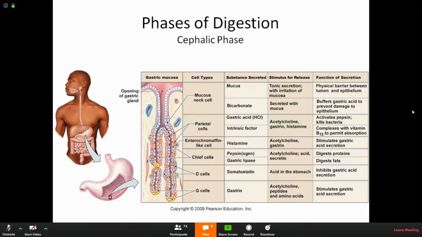Then there are G cells and D cells. D cells are the somatostatin cells. If there is more acid in the stomach, then they inhibit the gastric juice secretion.